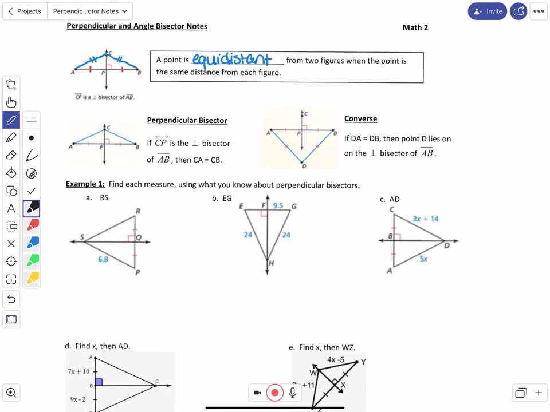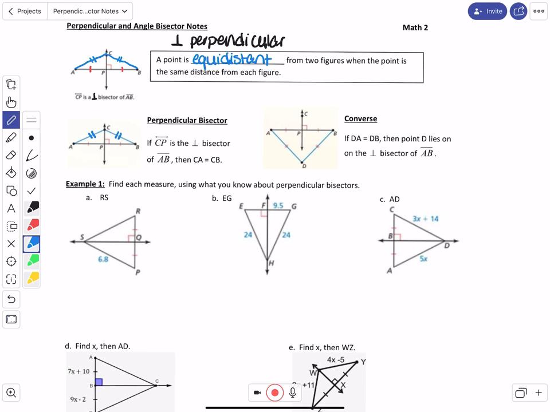So notice this symbol here, it's small, but it looks like an upside down T. That symbol means perpendicular. And perpendicular means it forms a 90-degree angle. So if CP is the perpendicular bisector of AB, then CA equals CB. So these two lines here are congruent.